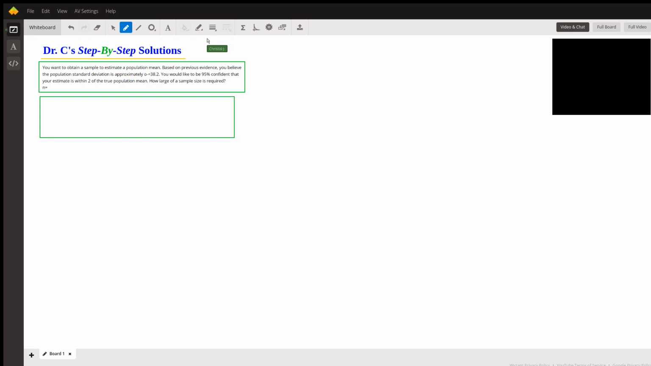Okay, so here the important elements: they gave us the population standard deviation. They said that they would like to be 95% confident. And then they said that the estimate is within 2 of the true population mean. So essentially, the way that you would go about solving this, we're going to write out our givens on the side.